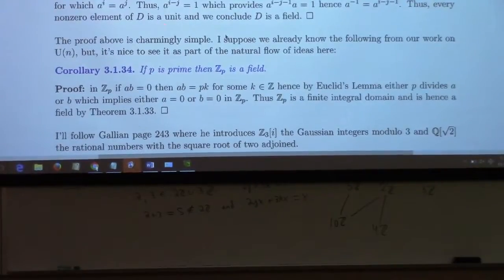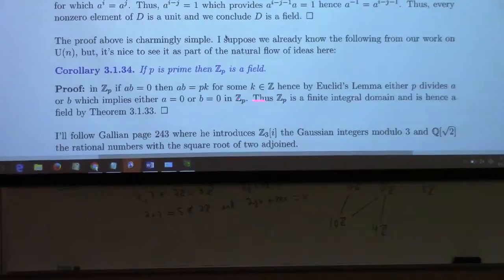This argument, to me, is one of those arguments that I remember from the first time I studied abstract algebra. When I first saw this argument, I was like, whoa, that's too easy. I hope he puts this on the test. Like, I understand this one. Yes!